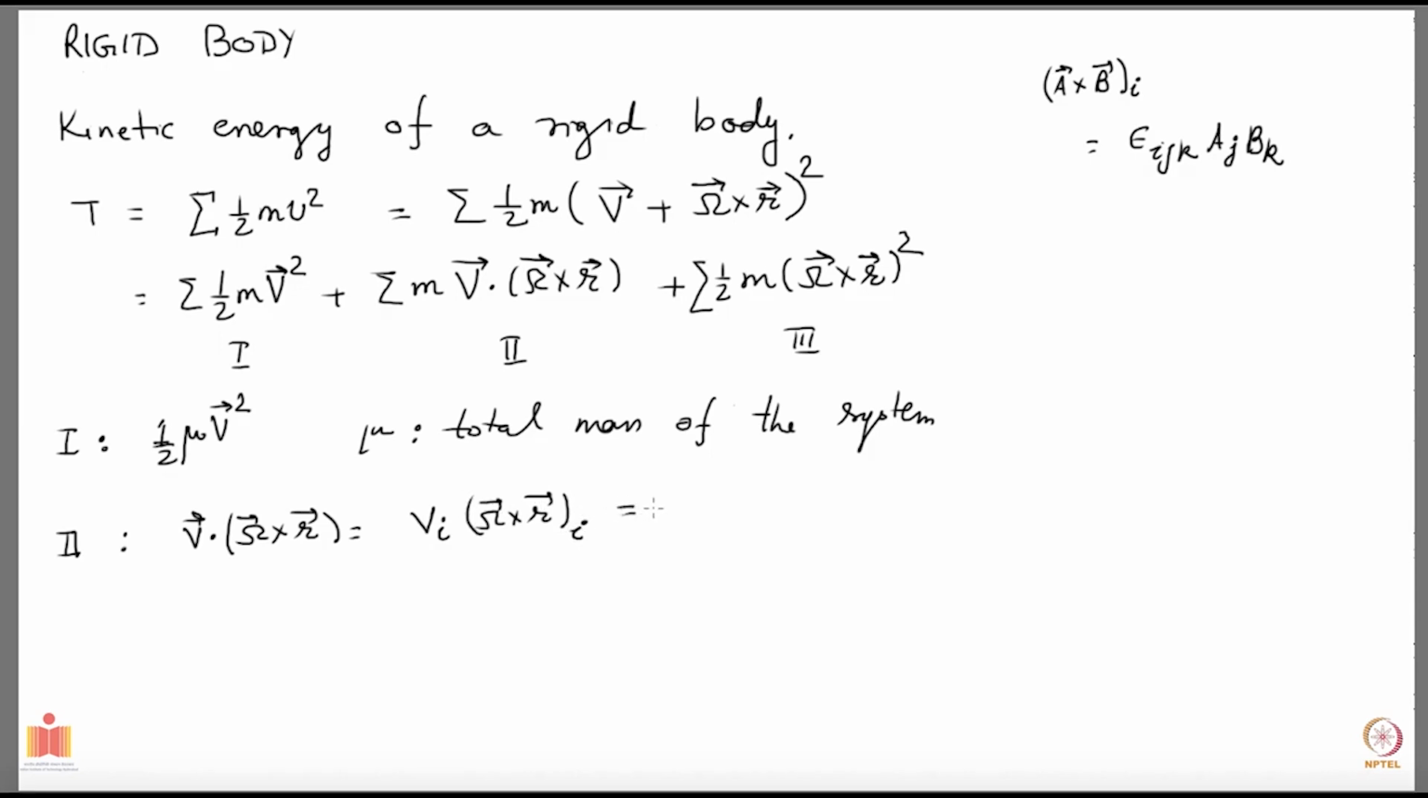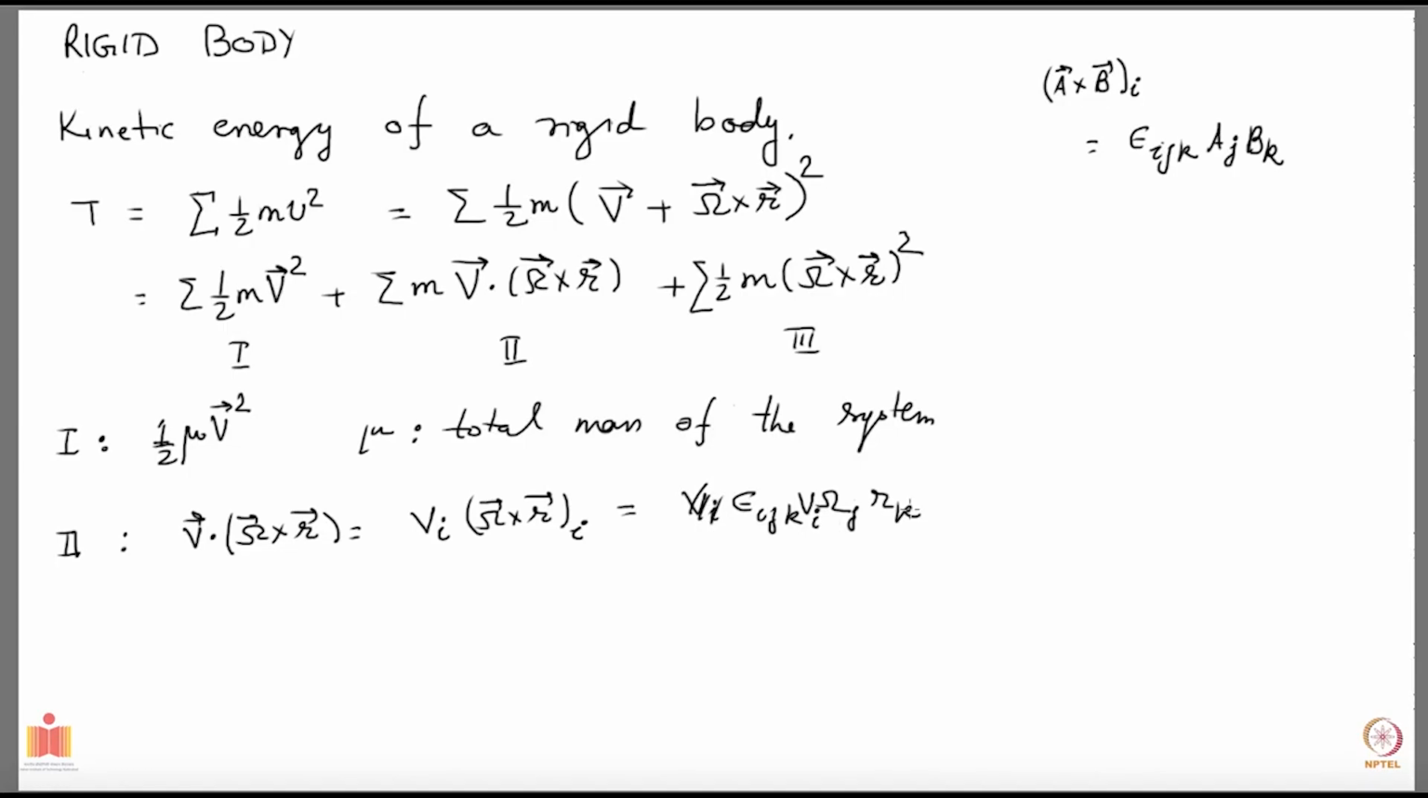Now because this is what the dot product is, then you have v_i. Now the ith component of omega cross r would be epsilon_ijk omega_j r_k. Okay, let me write down v_i here and remove this. Okay, so that's the quantity we have.